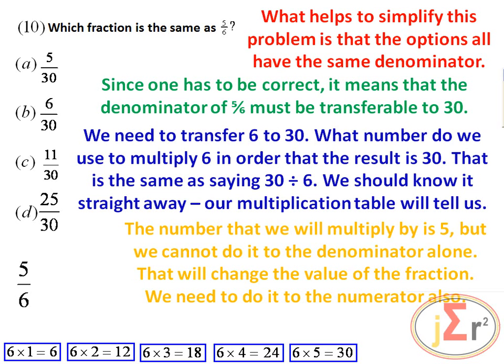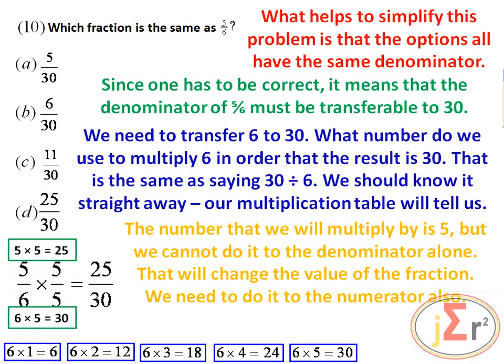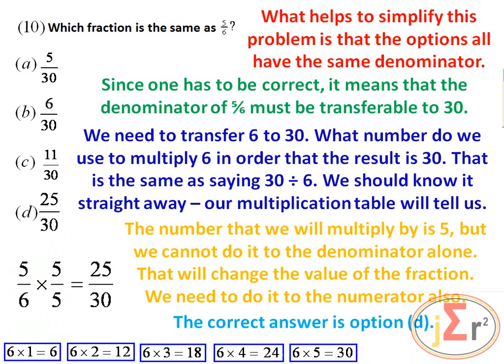So we will multiply by 5. But we cannot do it to the denominator alone. That will change the value of the fraction. We need to do it to the numerator also. So multiply by 5/5. What do we get? 5 5s, 25. 5 6s, 30. There we have it. 25/30. The correct answer is therefore option D.